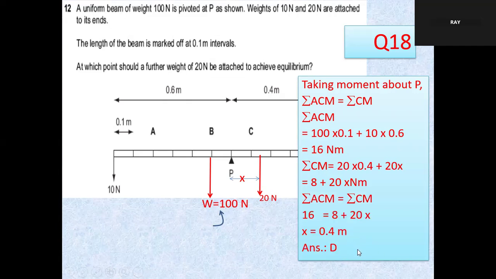So you can calculate your x. Yep. Calculate anti-clockwise moment. Calculate clockwise moment and see where the other answer should be. 20 Newton should be placed. Yep. Anything not clear?